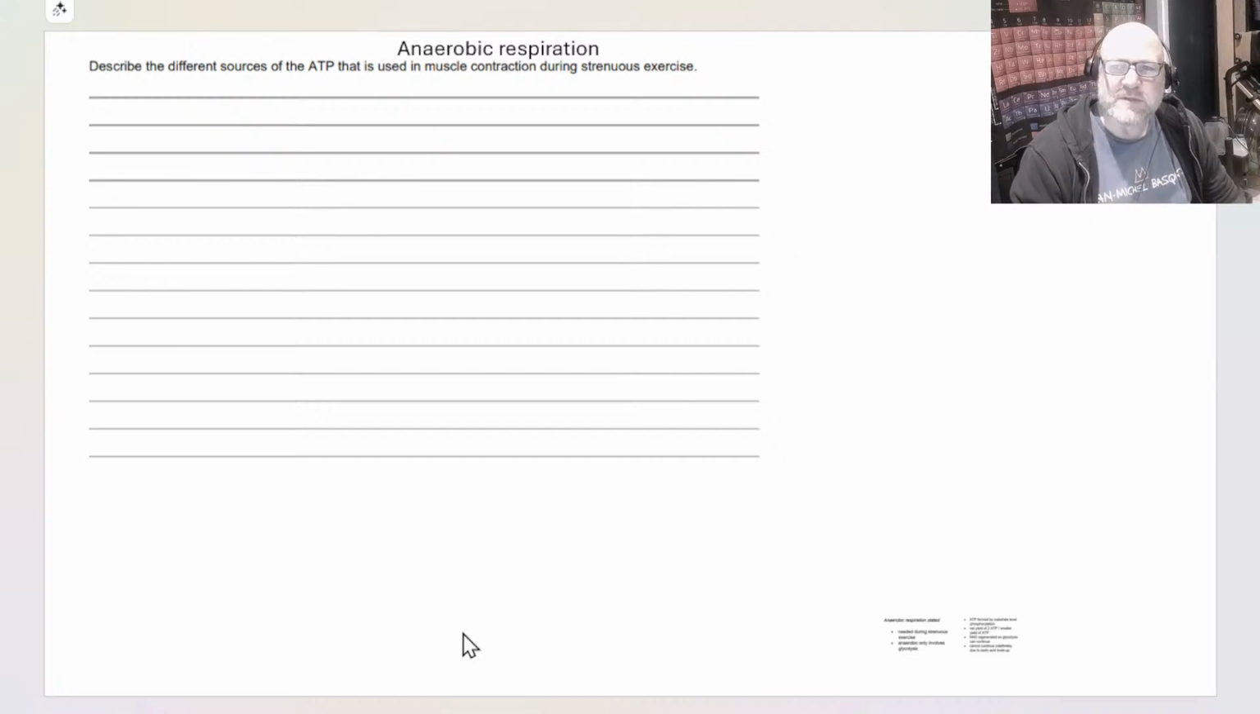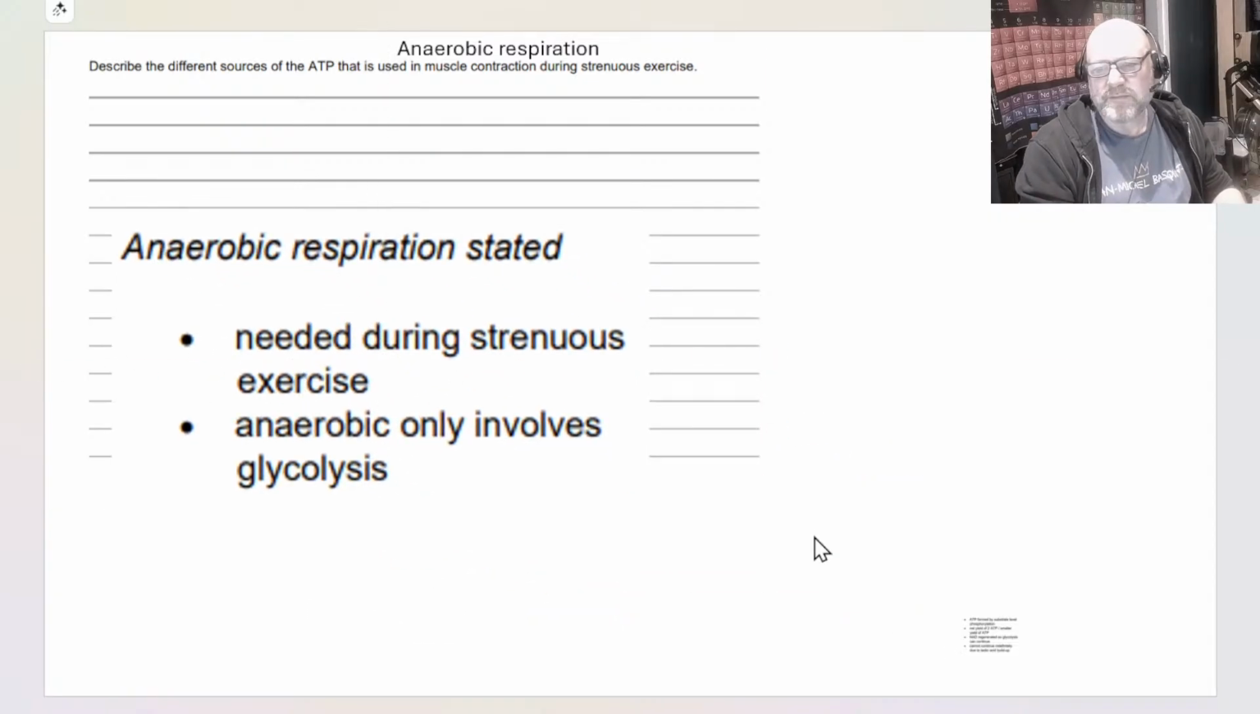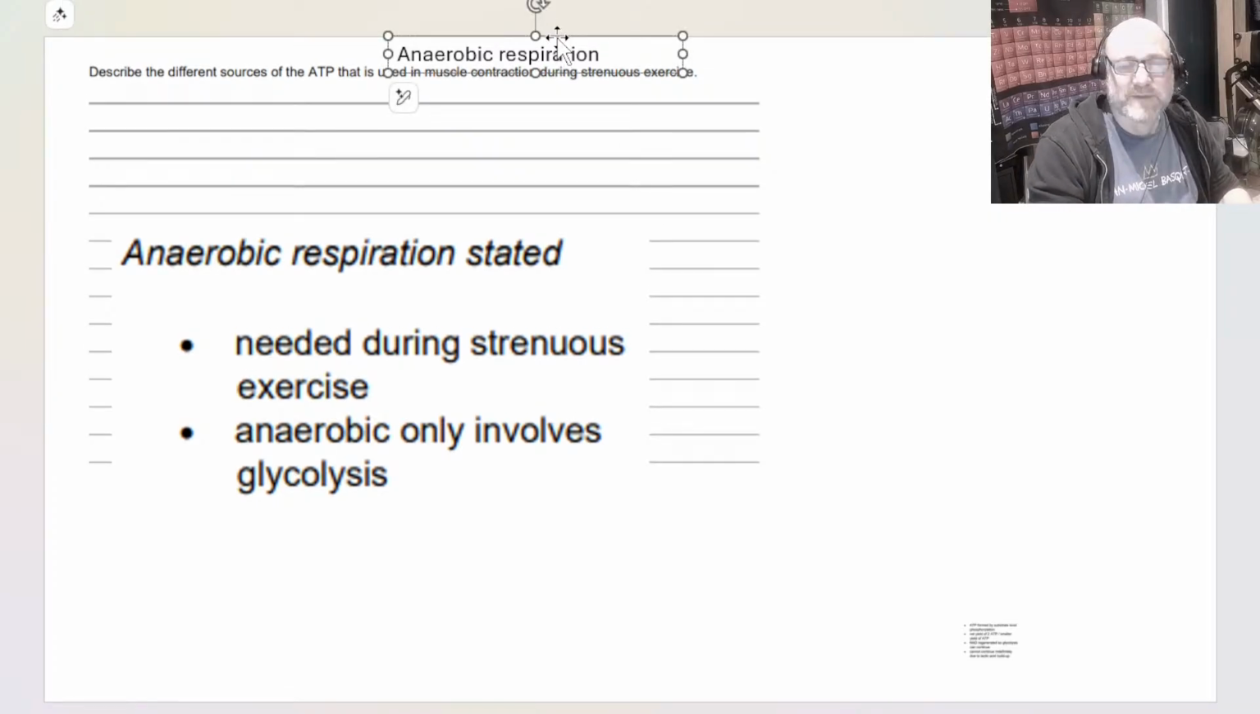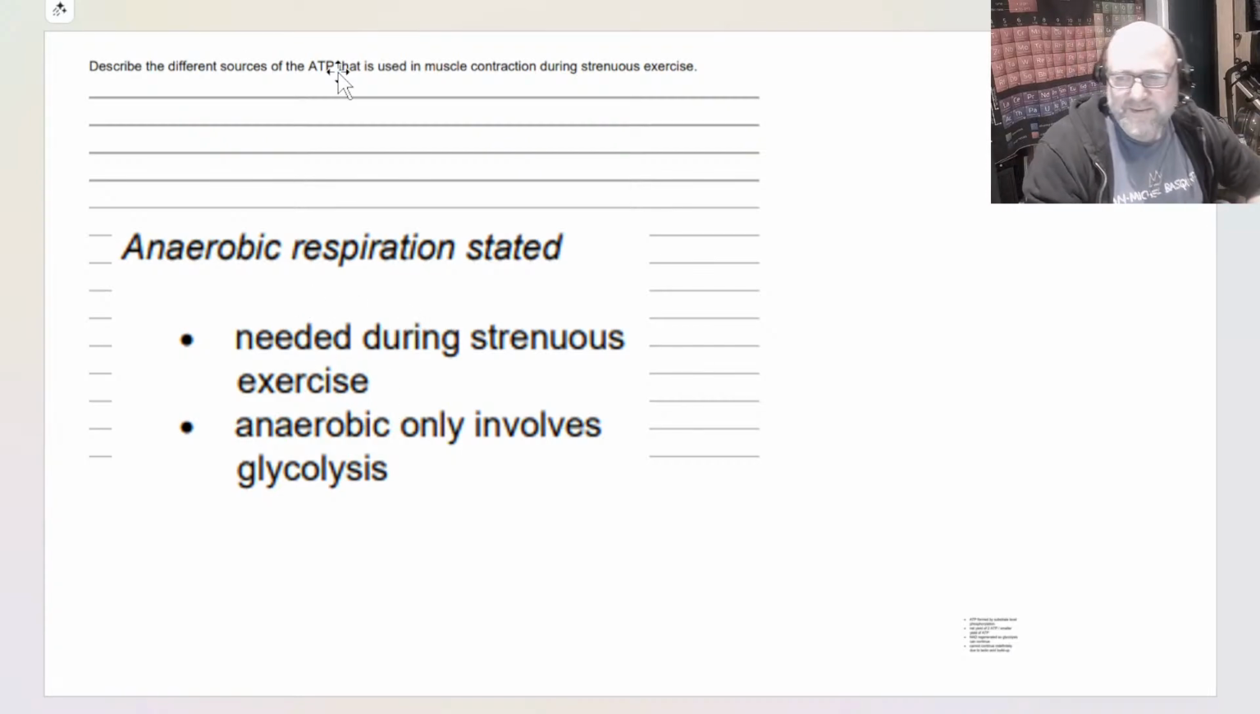Describe the different sources of the ATP that is used in anaerobic respiration in muscle contraction. I don't like the wording to this question. You could pause and have a go. I'm going to put the answers up. So, all right, what they mean is, you get rid of that. That was one of the answers. I put a little title there, anaerobic respiration. This is one of the answers. Anaerobic respiration is the source during strenuous exercise.